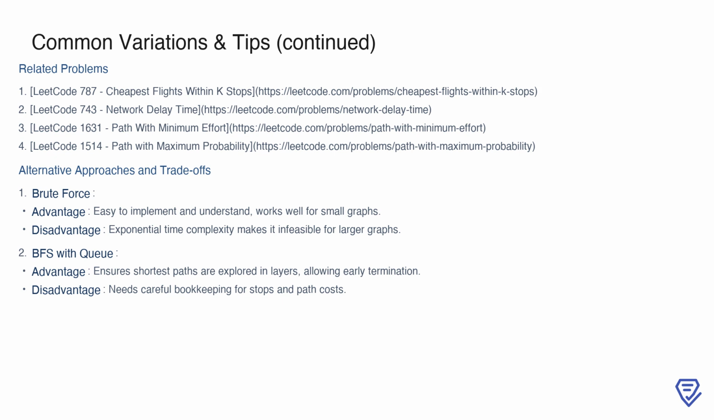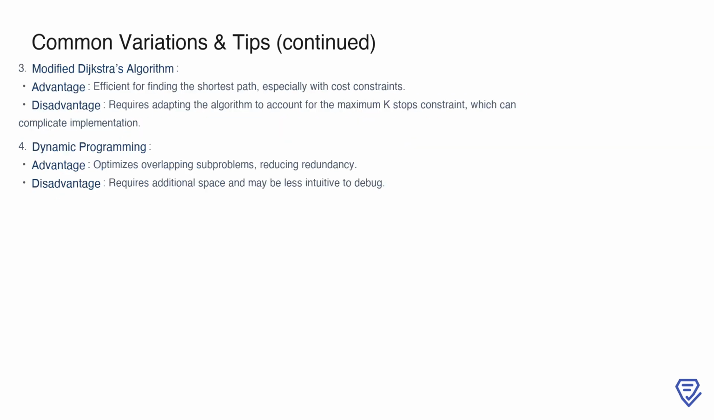Speaking of approaches, brute force is the most straightforward method. Its advantage lies in simplicity, making it easier to implement and debug for small graphs. However, its exponential time complexity renders it impractical for larger inputs. BFS with a queue is a more efficient alternative. This approach processes paths layer by layer, ensuring that shorter paths are explored first. However, it requires careful bookkeeping to manage both the number of stops and path costs, which can add complexity to the implementation. Another effective approach is a modified version of Dijkstra's algorithm.